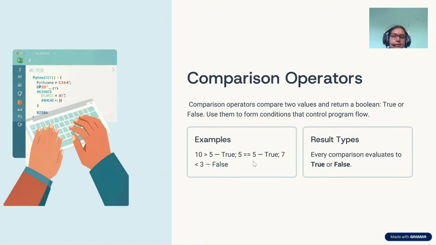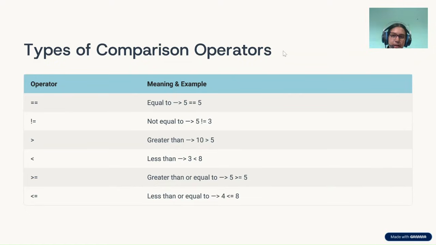Then is 5 equal to 5? Yes, true. Is 7 less than 3? No, false. 7 is greater than 3, right? So it will return false. Every comparison evaluates to true or false. Remember that. Let's look at the types of comparison operators.